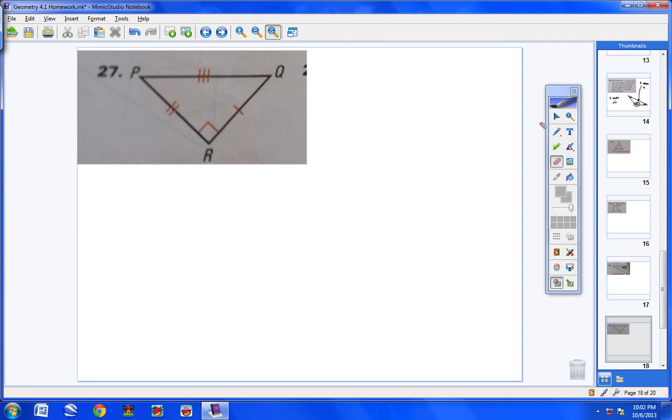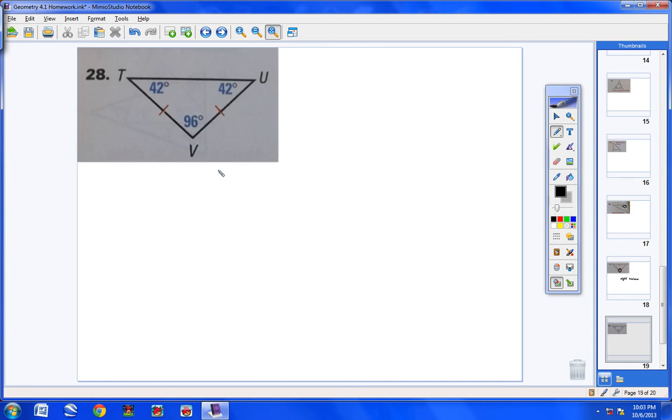All right, number 27. Okay, let's first of all take a look at our angles. Notice we have a right angle, so we know right away that we have a right, hold on, my computer's freezing up, guys, sorry about that. We know right away we have a right triangle. We know that for sure. Now look at your sides. This side has 1 slash, this side has 2 slashes, and this side has 3 slashes. So all 3 sides are of different measurement. All 3 sides are non-congruent. Anytime you have a triangle with 3 sides of different measurement, we call that a scalene triangle. So this would be a right scalene triangle.